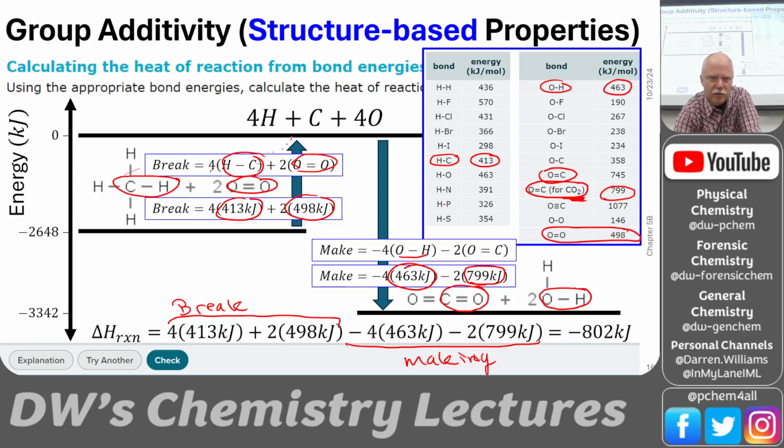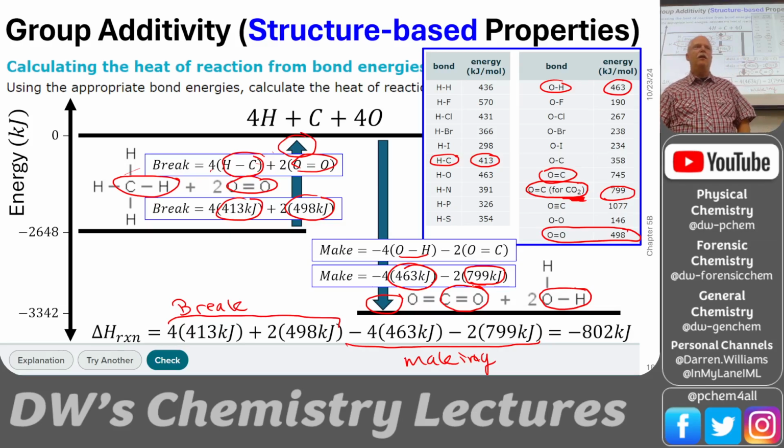And look at the arrows. See, we're going up here like that, so we're going uphill there. We're going downhill there. These bond energies, if you break a bond, you're going uphill, so it's a positive energy value, and if you're making the bonds, you're going downhill, so it's a negative energy value. But the table just shows positive numbers. Okay, so you got to know when it's positive, when it's negative.